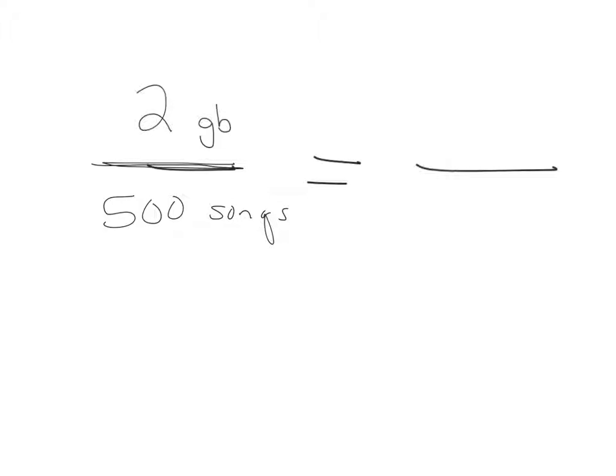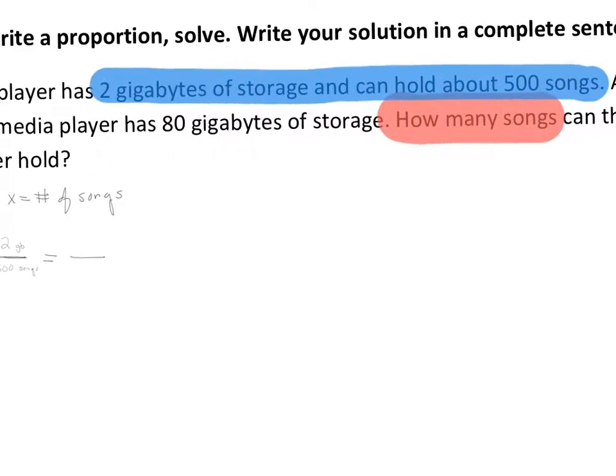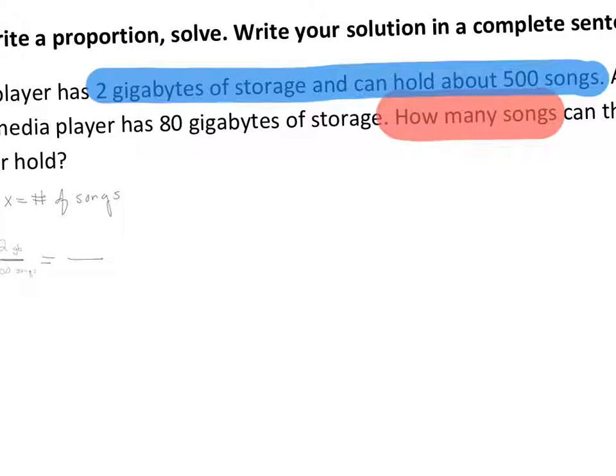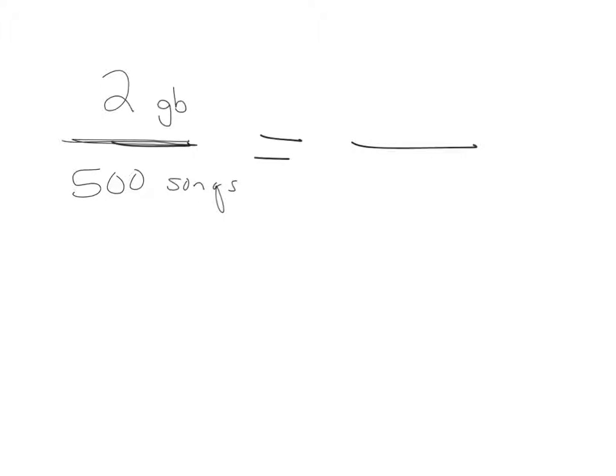Now we're going to undo that and go back up here. Now find the second relationship. All we know about the second one is that it's got 80 gigabytes of storage, and the question is how many songs? So we put the 80 gigabytes down here in my fraction, but you have to keep it lined up. If you have 2 gigabytes on top on one side, the 80 gigabytes goes on top on the other side. Then I'm going to put X because I'm looking for songs. Again, you don't actually have to do these labels. I just wanted to show you that you keep all the gigabytes lined up on top, and all the songs lined up on bottom.